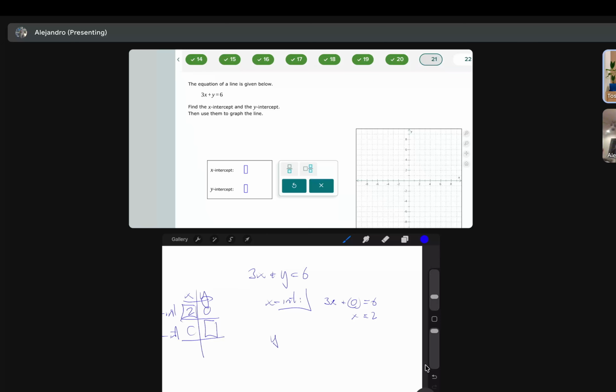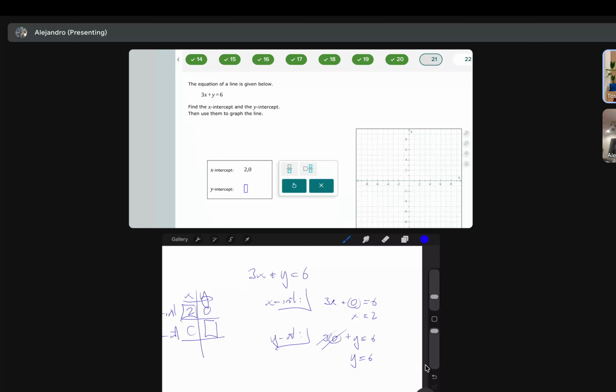And then the y-intercept, same thing. You do x being 0. You don't know what y is. You solve for it. That's 0. It's gone. 3 times 0 is 0. So you're only left with y equals 6. There you go.